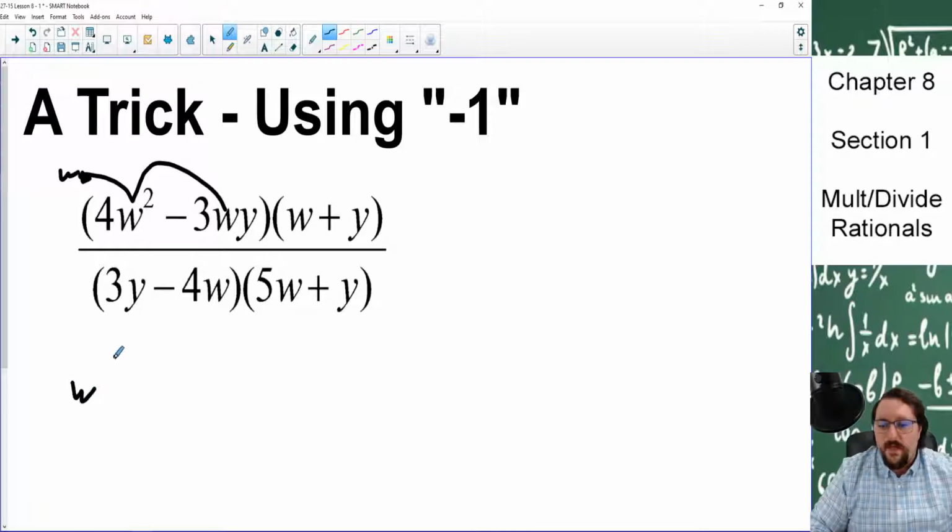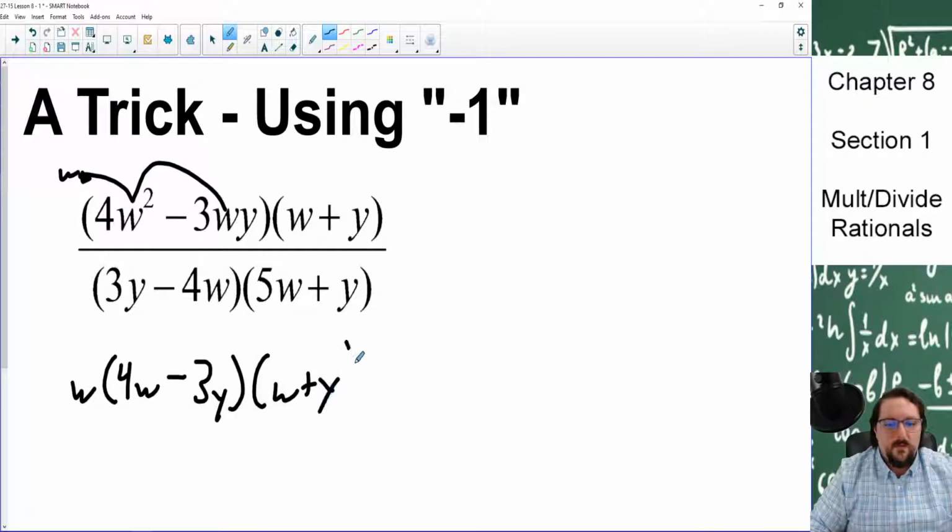So if I do that, if I take a w out of 4w squared, that's going to make me have 4w, because this had two, and we took one out. Next to here, we're taking out a w. We're going to be left with minus 3y. And of course, the second one we can't change. In the bottom, I don't see anything we can factor.